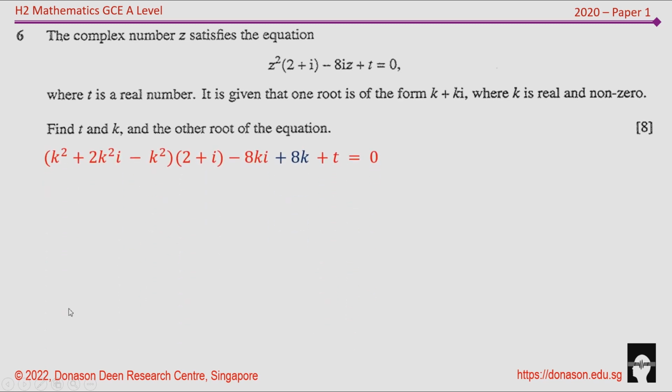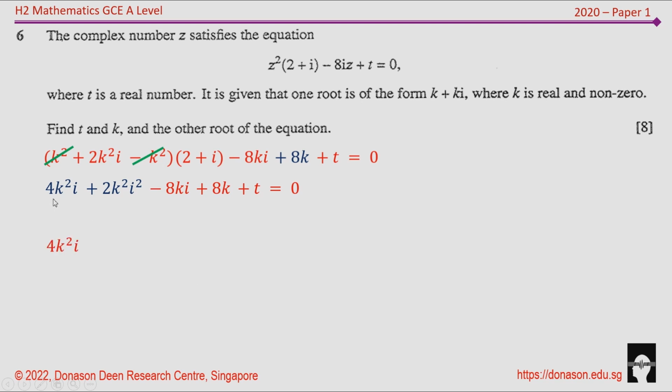Now let's simplify even further. So the plus k squared and minus k squared we can cancel, and of course that's going to just leave us with 2k squared i only in the first bracket, right? So the 2k squared i, if I times by 2, is going to become 4k squared i, right? And then the 2k squared i, I'm going to multiply by the i, it's going to become 2k squared i squared. Of course, in the next step, we know that this is also going to become minus 1, and this part will become real. And then now we have the minus 8ki plus 8k plus t equal to 0.